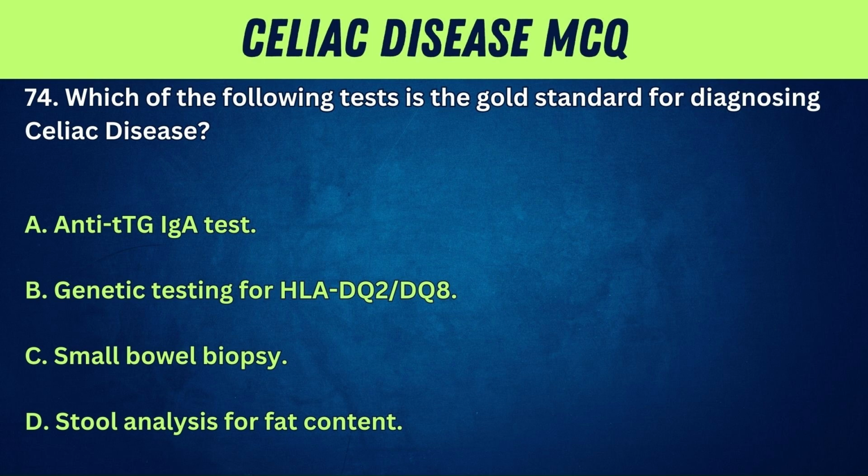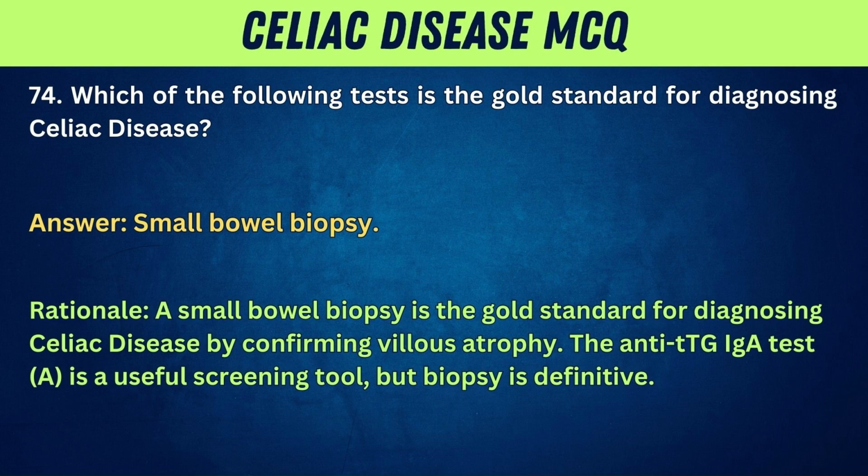74. Which of the following tests is the gold standard for diagnosing celiac disease? A. Anti-TTG IgA test. B. Genetic testing for HLA-DQ2/DQ8. C. Small bowel biopsy. D. Stool analysis for fat content. Answer: small bowel biopsy. Rationale: a small bowel biopsy is the gold standard for diagnosing celiac disease by confirming villus atrophy. The anti-TTG IgA test, A, is a useful screening tool, but biopsy is definitive.